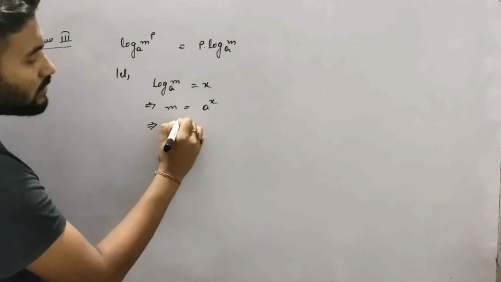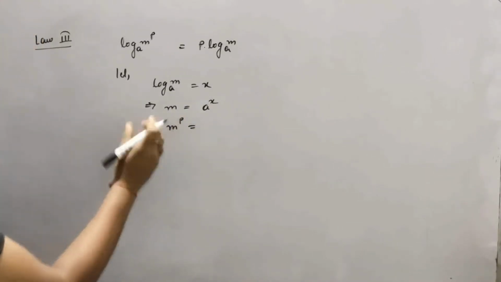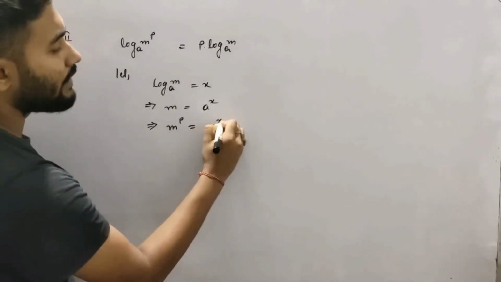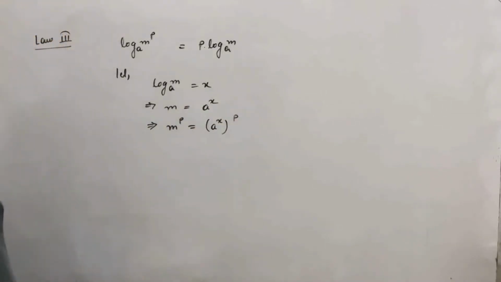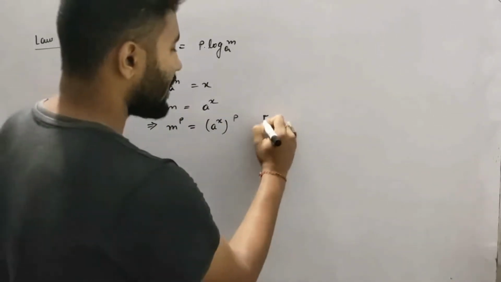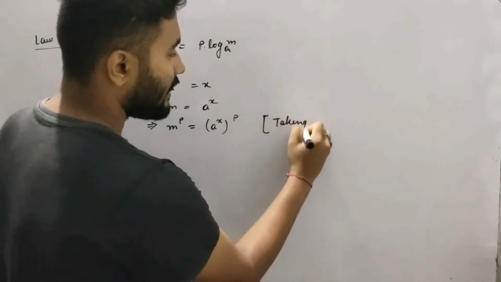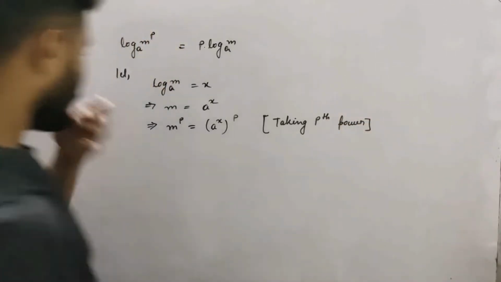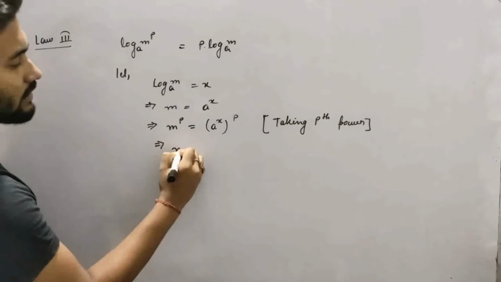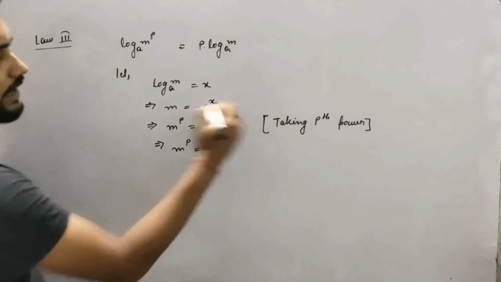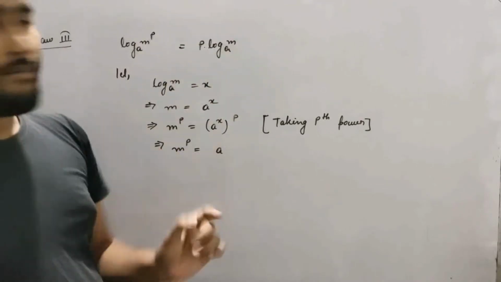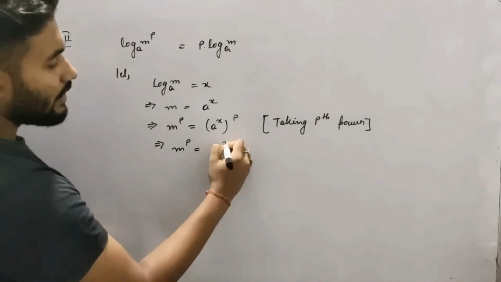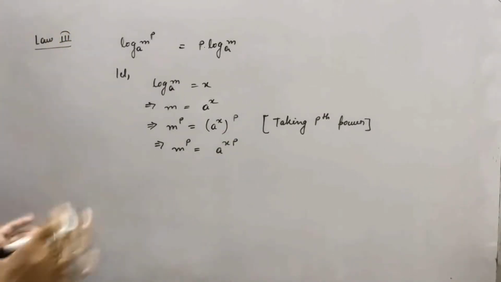So I will write m to the power p will be equal to, if I take p power on the left hand side, then on the right hand side also I have to take p power. That means a to the power x, to the power p. Both left hand side and right hand side the same thing, taking pth power. Now we are close to our answer. Again apply the indices law: a to the power x, to the power p, the powers get multiplied, so this will become x into p.